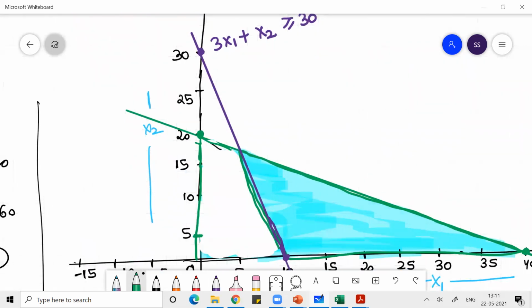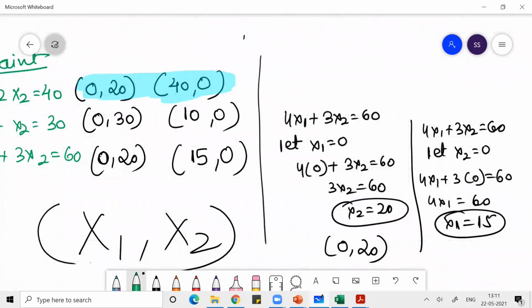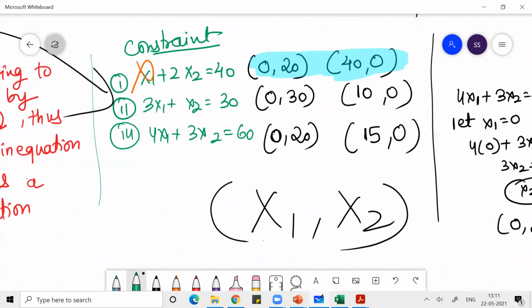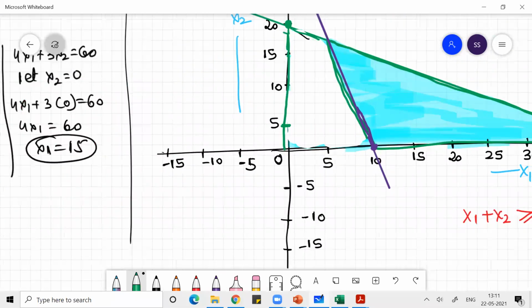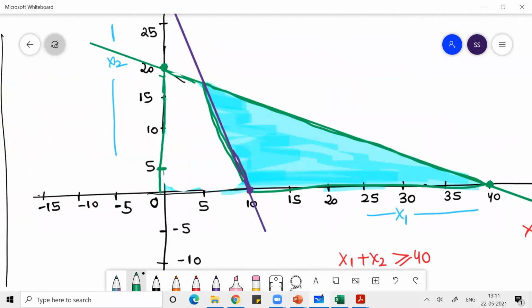Clear everyone? Now one more graph is pending. Third equation: 4x1 plus 3x2 is equal to 60. And the representation is 0, 20 and 15, 0. Can you understand this?